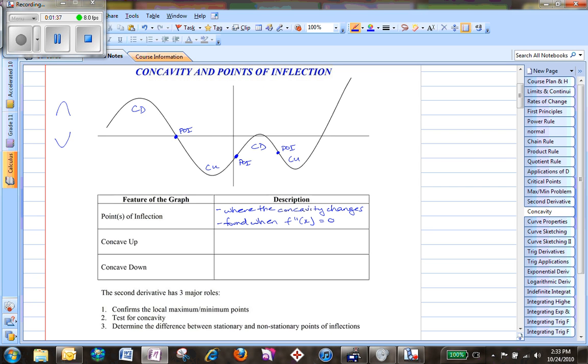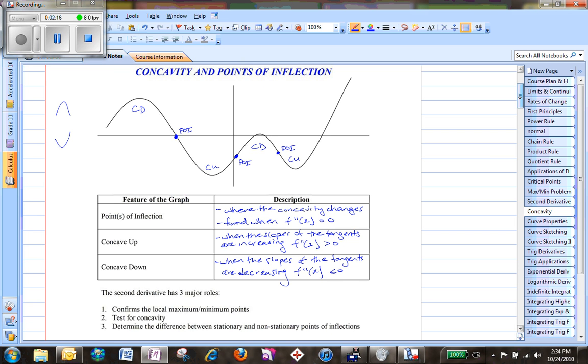It's concave up when the slopes of the tangents are increasing. Otherwise said, the second derivative is greater than 0. It's concave down when the slopes of the tangents are decreasing. Otherwise, f double primed of x, the second derivative, is less than 0.